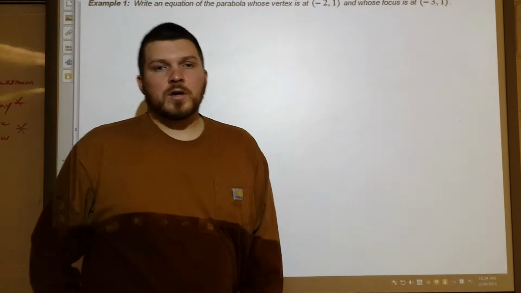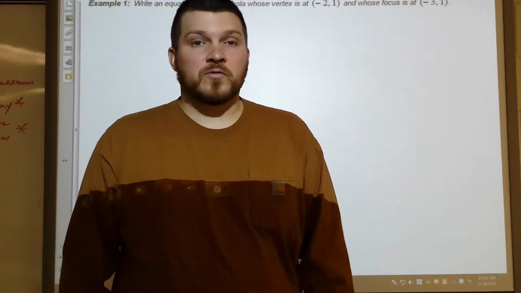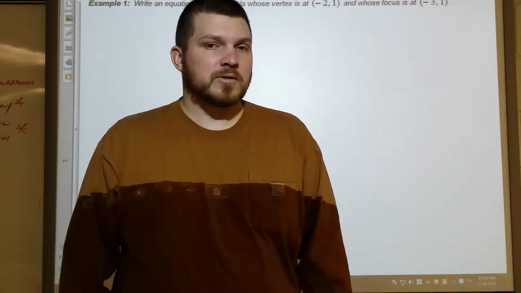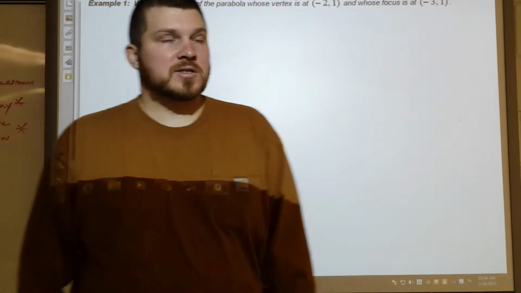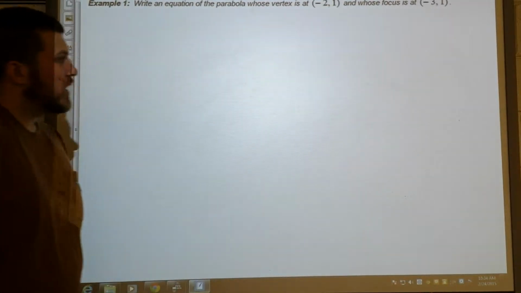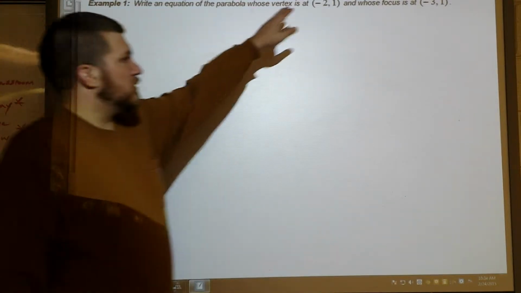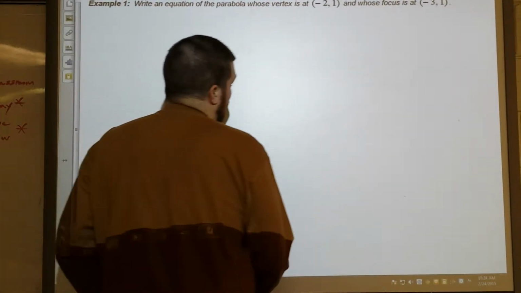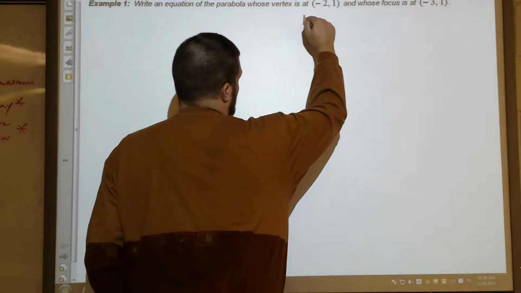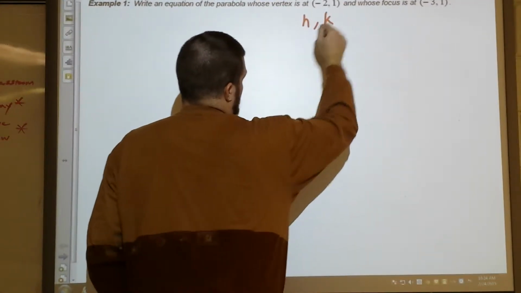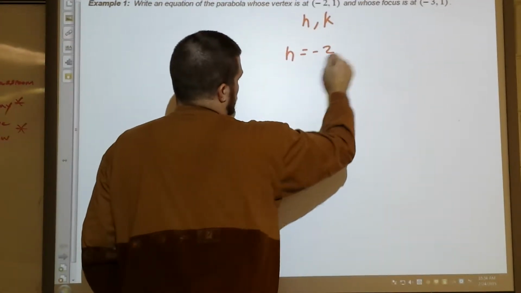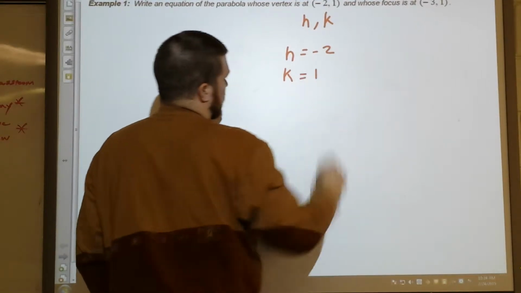Alright, so in this video what we're going to do is write the equation of a parabola given the vertex, which is not at (0, 0), and given the focus. So, the very first thing I notice about these 2 points, here's my vertex. My vertex is always (h, k). So that means h equals -2 and k equals 1.